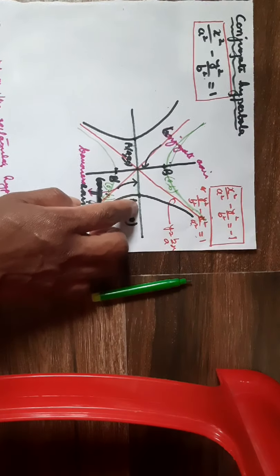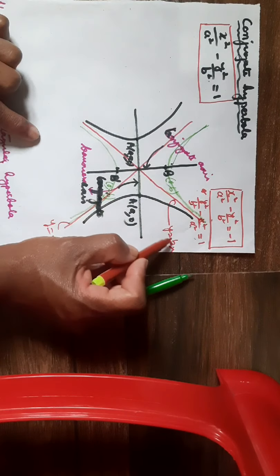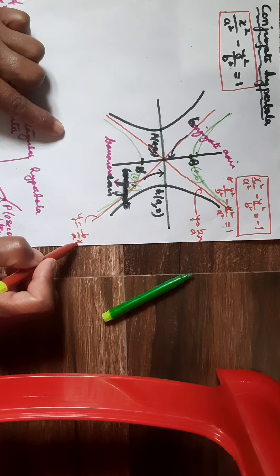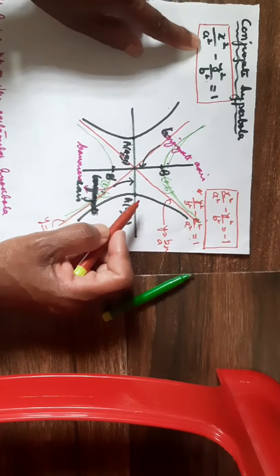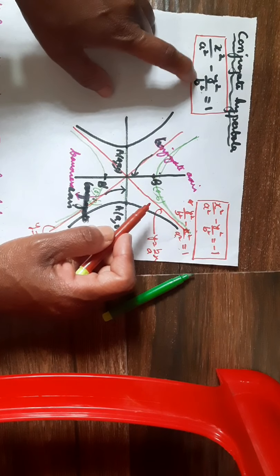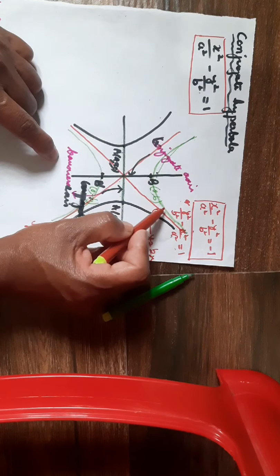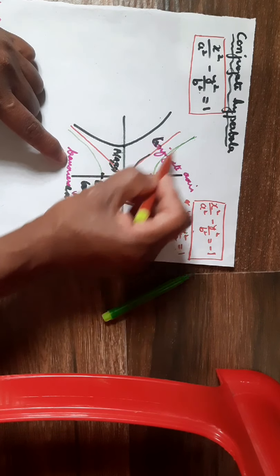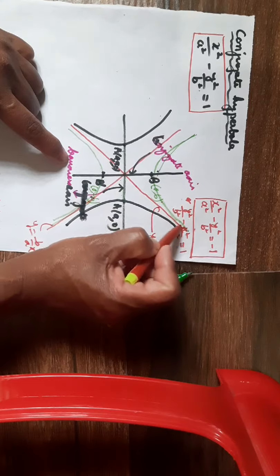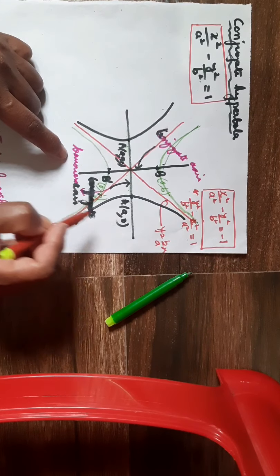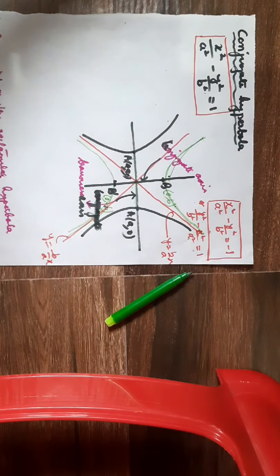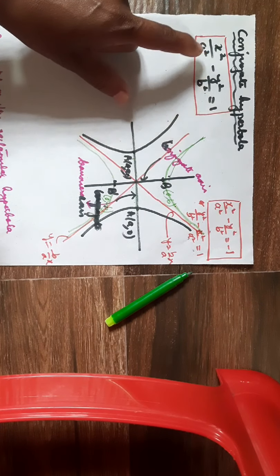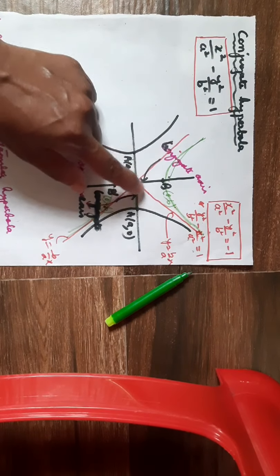Now you can see from this figure that these asymptotes y is equal to b by a into x and y is equal to minus b by a into x are not only the asymptotes to the given hyperbola x square by a square minus y square by b square is equal to 1, but also asymptotes to the conjugate hyperbola. You can see from this figure that it is also asymptotes to this one and also to this. So therefore the asymptotes of the conjugate hyperbola and the hyperbola remain the same.